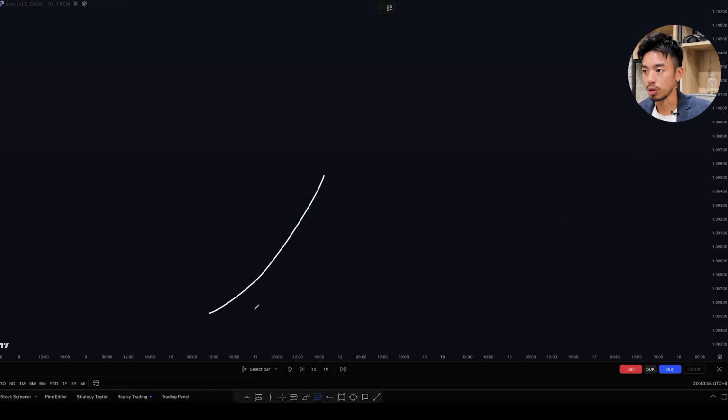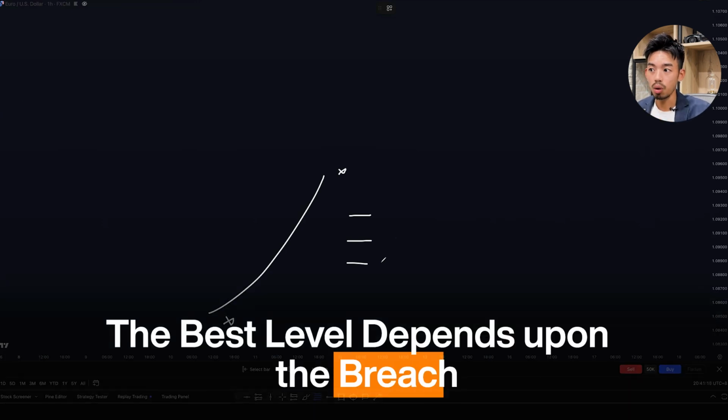Right? So if we put our Fibonacci from here to here, we may have the 38% coming in here, 50% here, 60% here, something like that, okay? But which one is the best level to choose? The best level to choose is going to depend on where we have a strong breach.